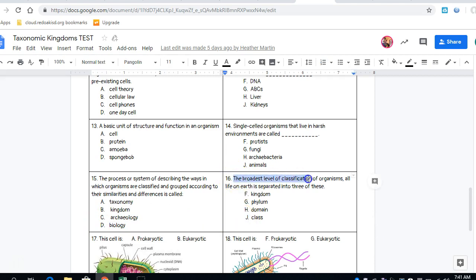The broadest level of classification of organisms, all life on Earth is separated into three of these. So what's the broadest classification? Is it F, kingdom, G, phylum, H, domain, or J, class?